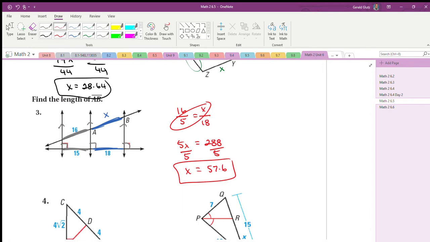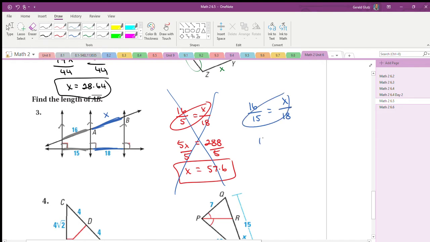Oh, wait a minute. I did 5 instead of 15. So this number should have been 15. So 16 divided by 15, my fault, equals x divided by 18. So it should be 15x equals 288. So the answer should be 19.2. Sorry about that. But same idea. Doing the same thing, I just wrote the wrong number down.